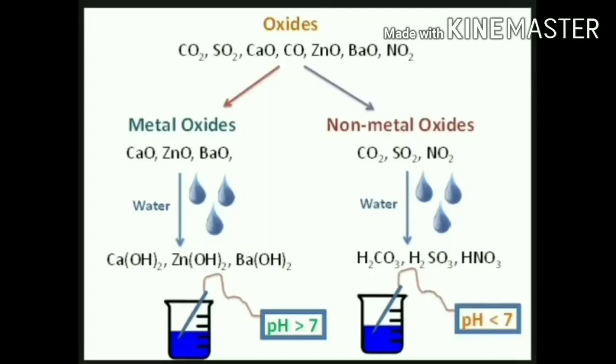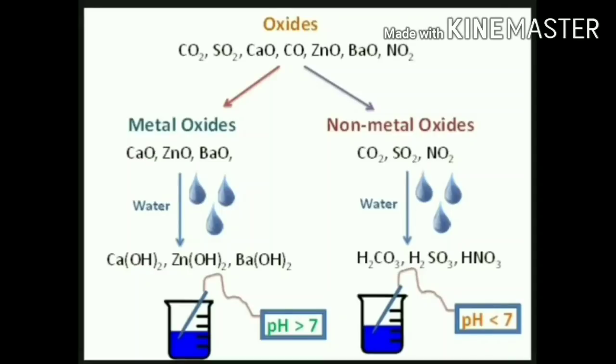These metal oxides are basic in nature, so they come under basic oxides, and non-metallic oxides are acidic in nature, so they come under acidic oxides. Examples of metal oxides are calcium oxide, zinc oxide, barium oxide, and non-metallic oxides are carbon dioxide, sulfur dioxide, nitrogen dioxide. When they react with water, let's see what happens.